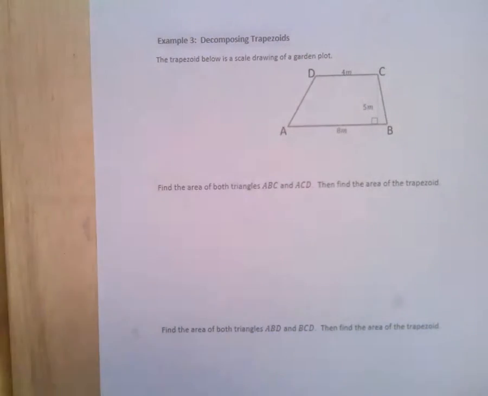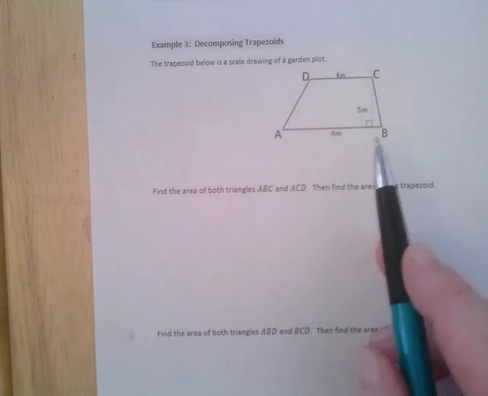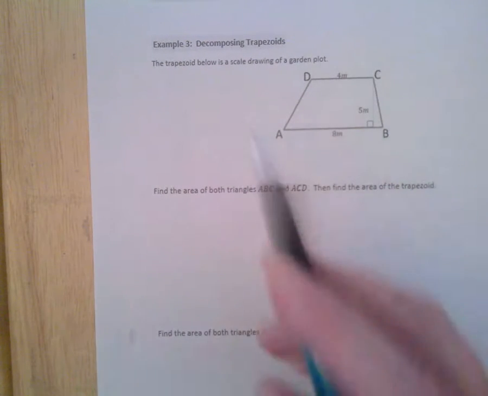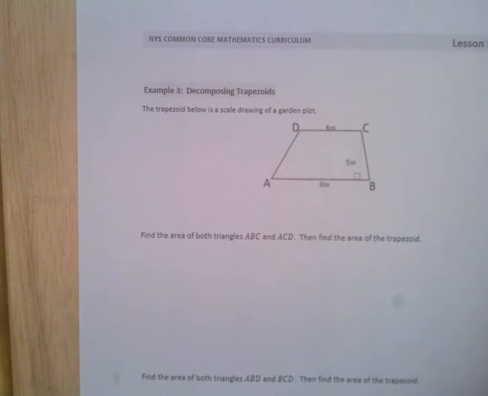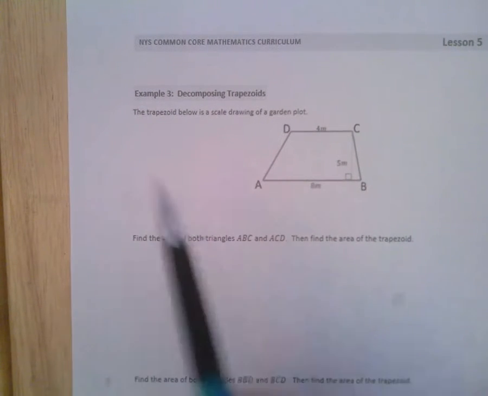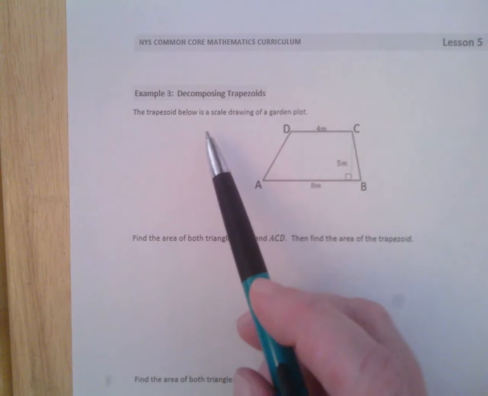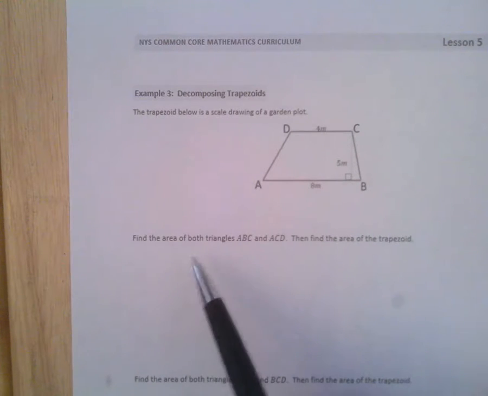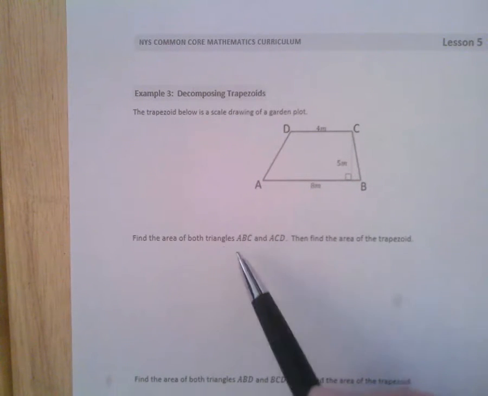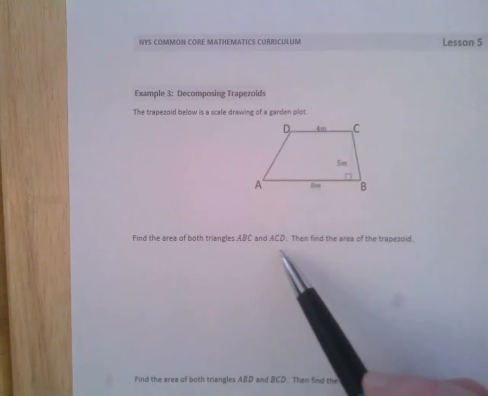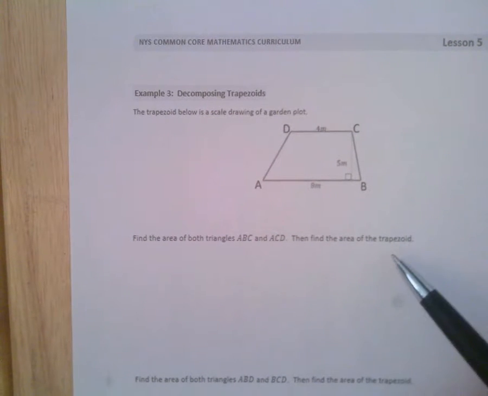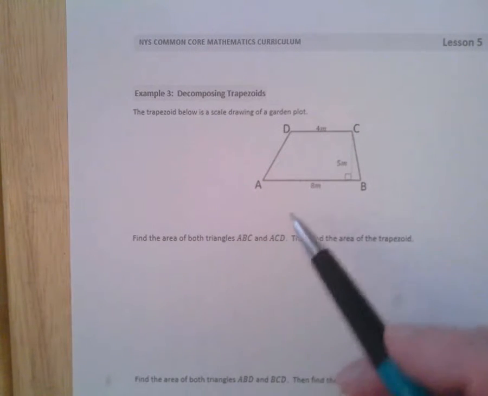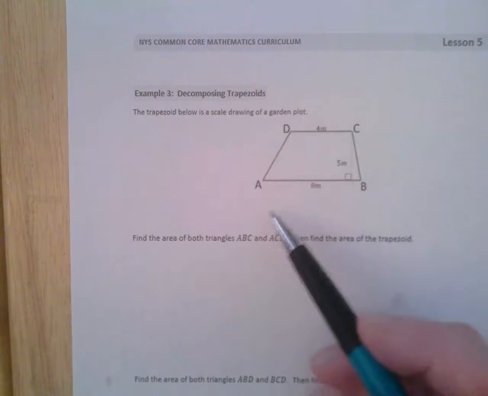Again, we're going to be using decomposition, which means we're going to be breaking apart this larger figure into two smaller figures. So we move this down. It says, decomposing trapezoids. The trapezoid below is a scale drawing of a garden plot. They want us to find the area of both triangle ABC and ACD, and then find the area of the trapezoid.